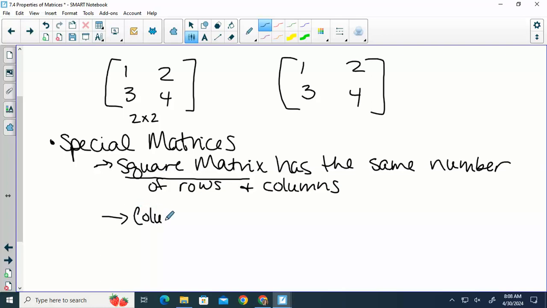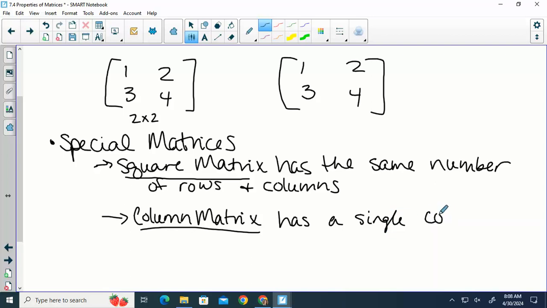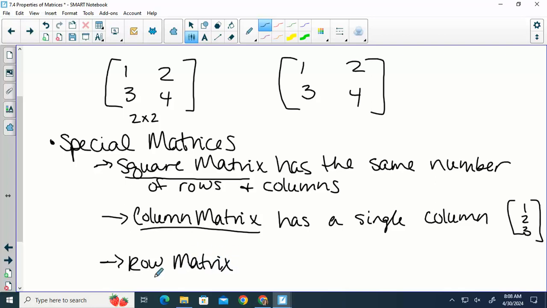A column matrix has a single column. So it looks something like this. Just one column. And a row matrix has a single row.